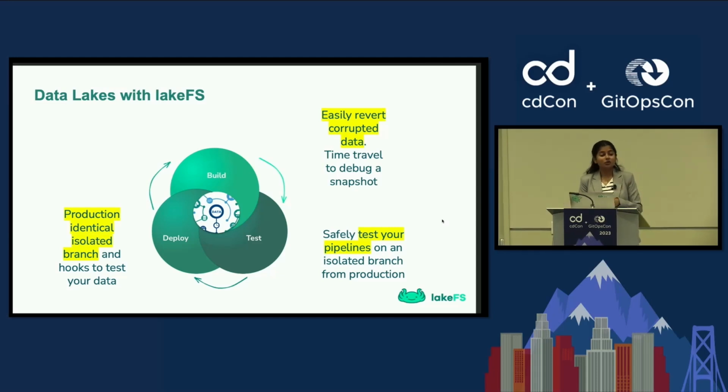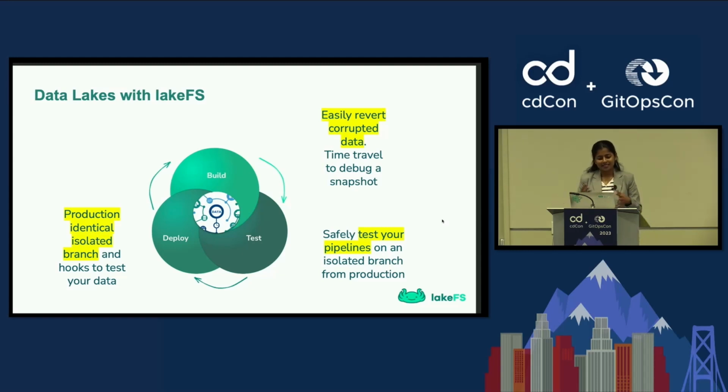And the second is, of course, you can safely test your data pipelines by creating an isolated environment from your production. This way you have production-like data, in fact, actual production data, but in an isolated environment, so you're not risking it. You're not affecting your consumers consuming your production data. It's just completely isolated for you to run your own tests.